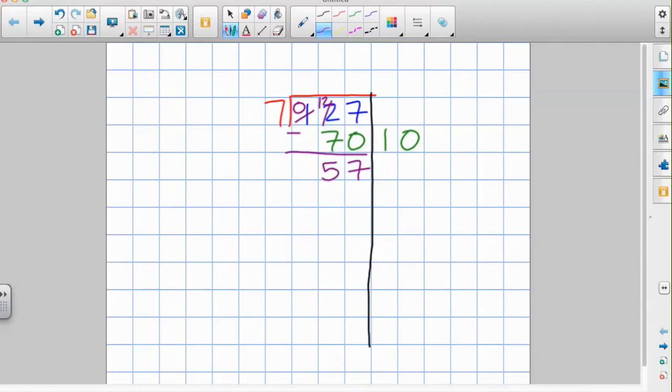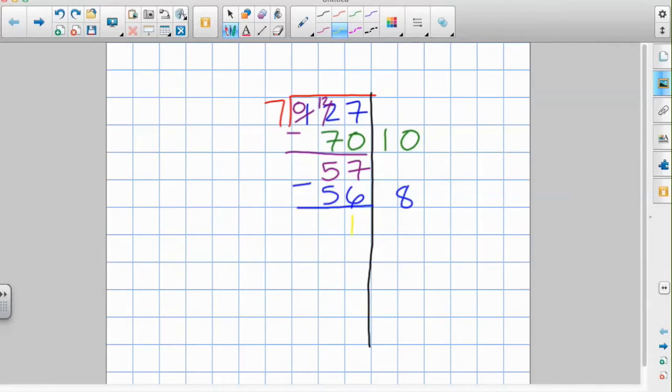So now our new goal number is 57. We ask ourselves, what math fact multiplied by 7 gets us close to 57? We know that 7 times 8 is 56, and that's really close to our goal number of 57. In fact, it's just one off. So we subtract 57 minus 56 and see how far off we are. We recognize that 57 minus 56 is 1.